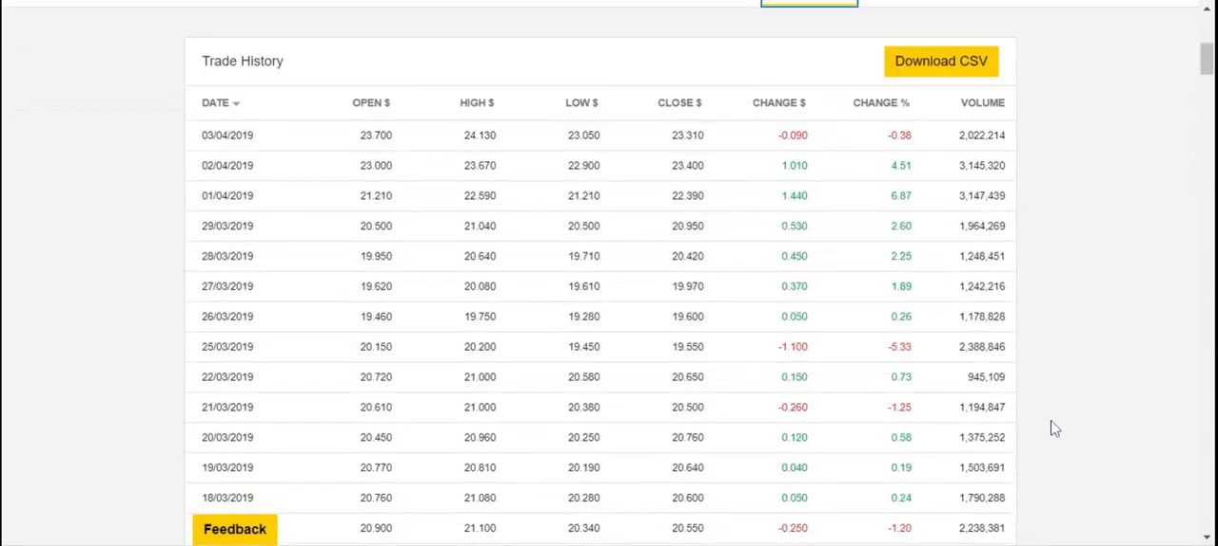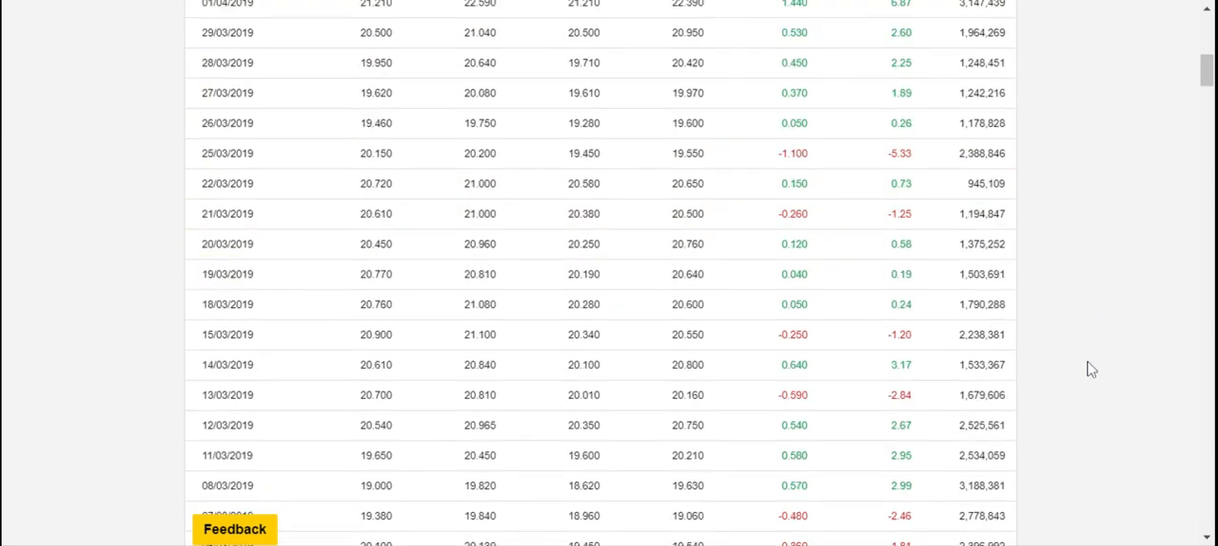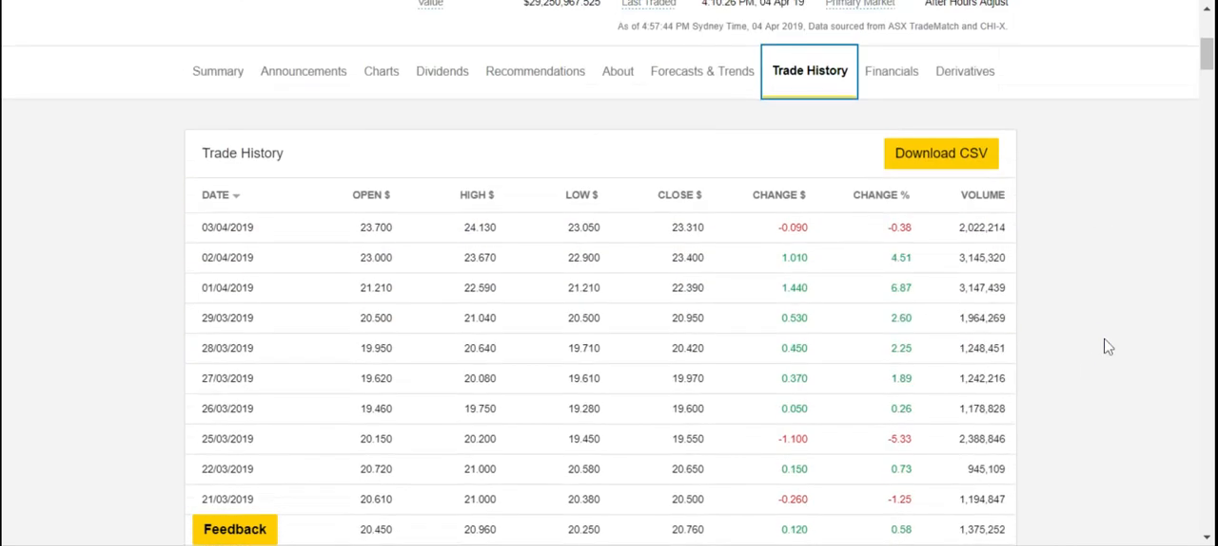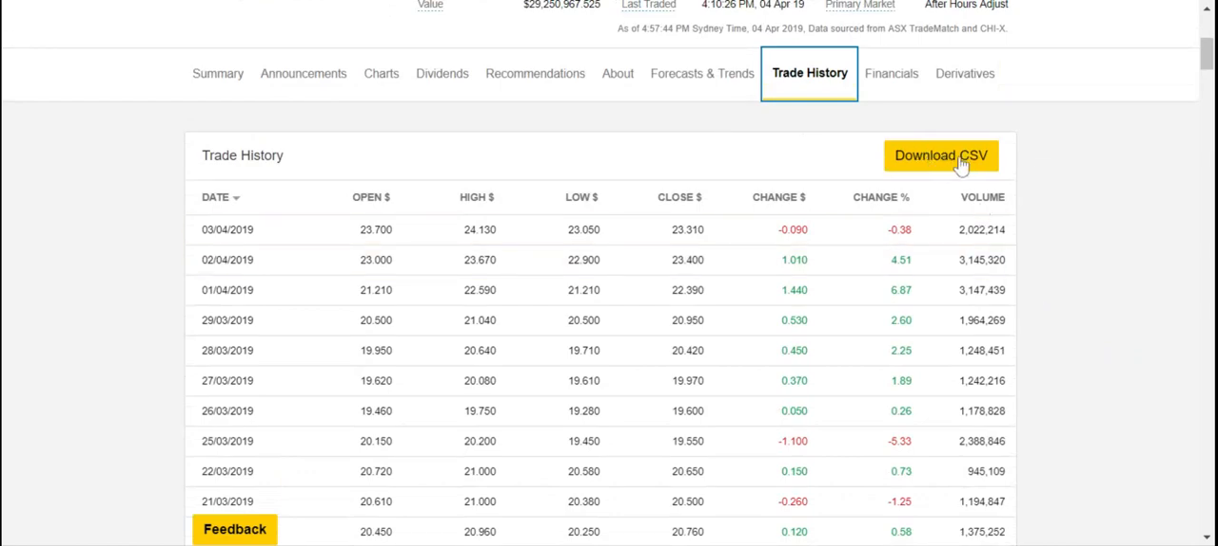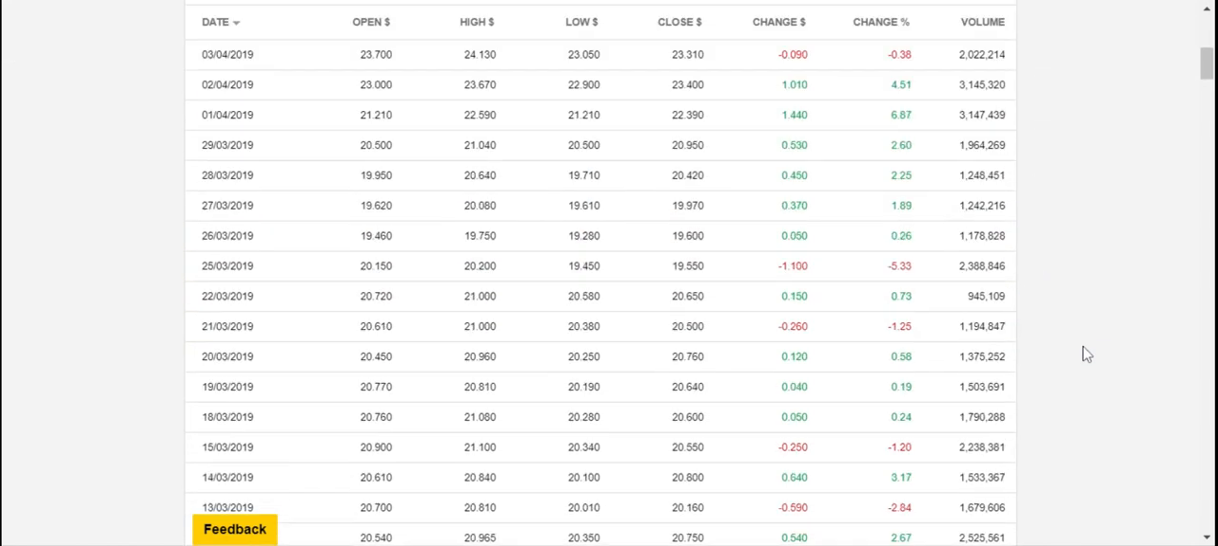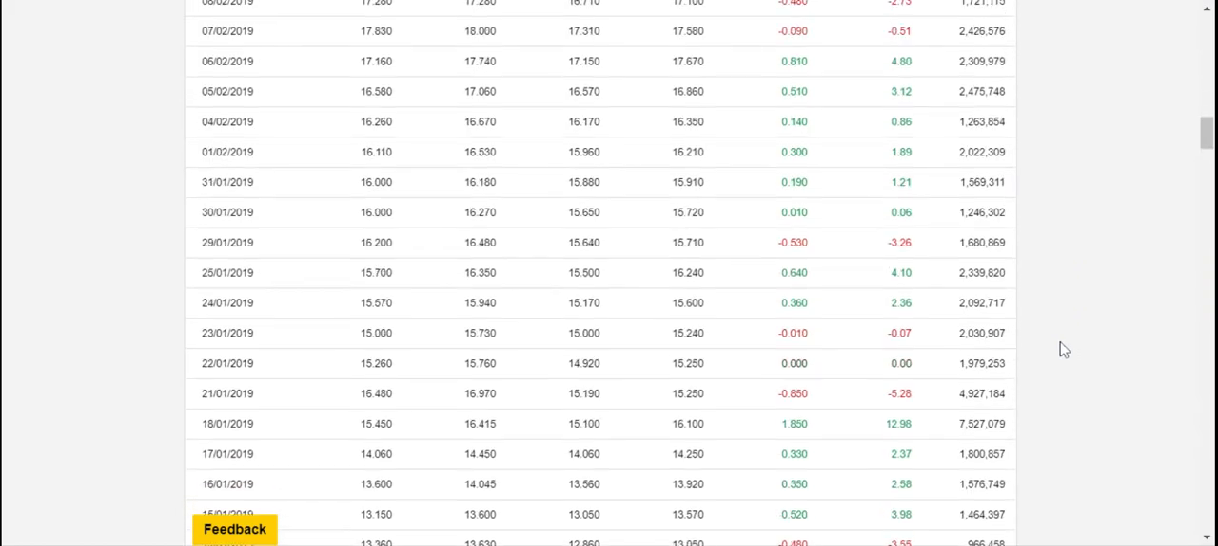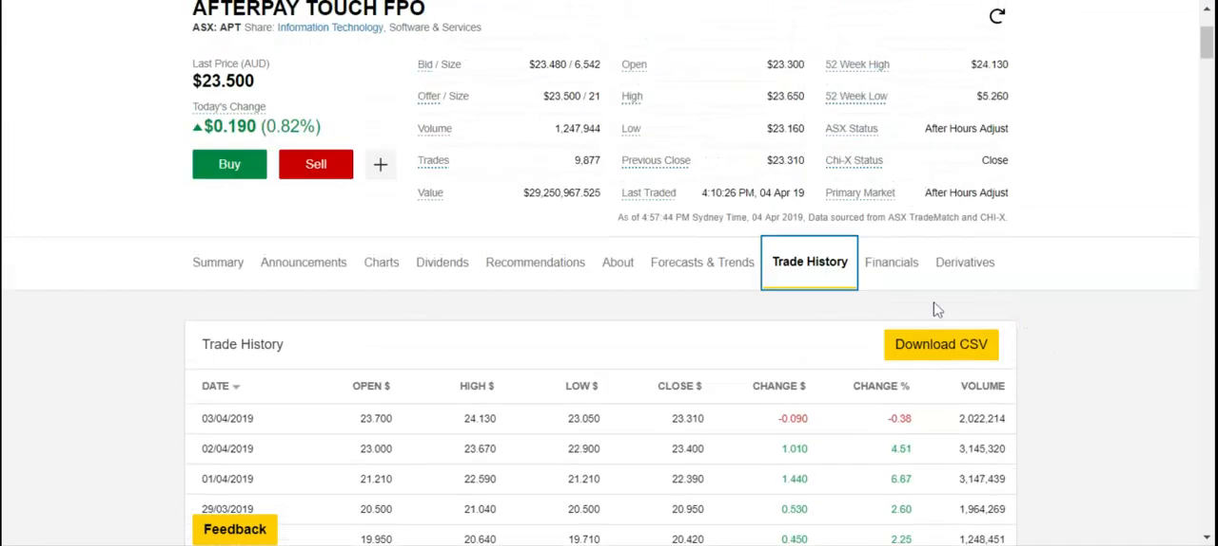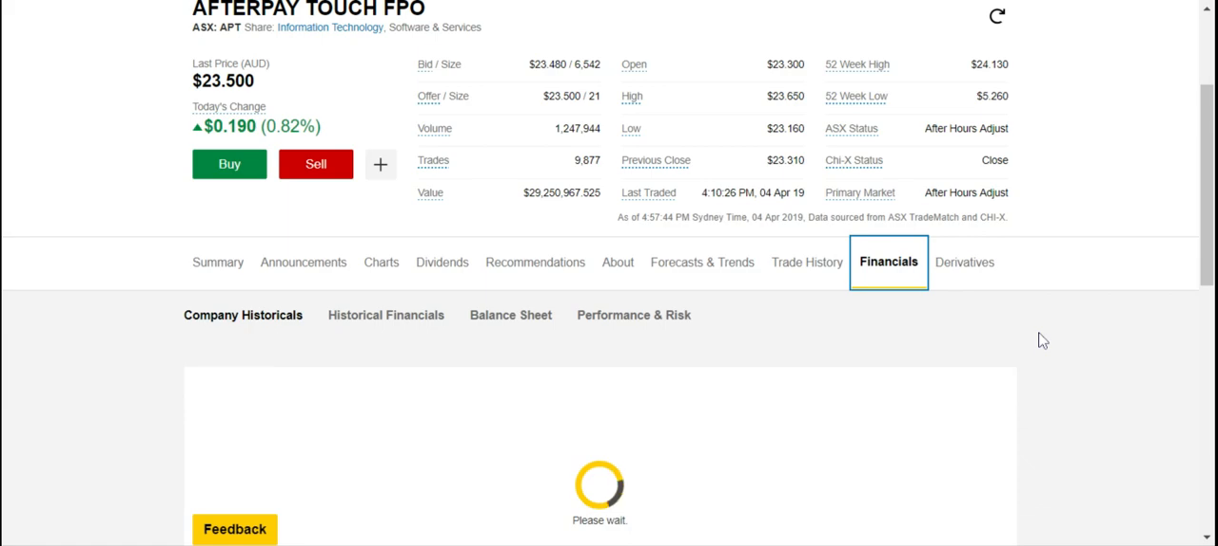Trade history, again, a little bit of a repeat of what we saw previously. Highs, lows, closes, changes over the different days. Again, it looks like you can download it if you're maybe importing some of this data into different trading programs or into Excel if you like tracking things through Excel.